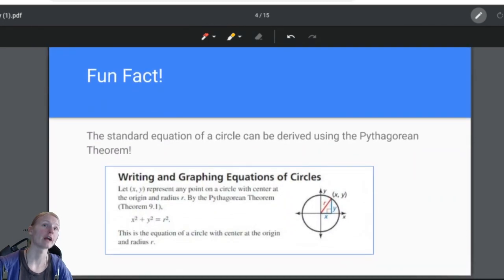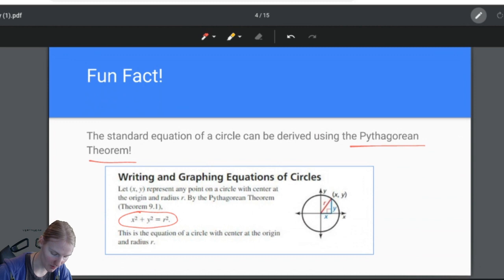Here's a fun fact, not required for your homework, so you could skip this portion of the video if you wanted to. The standard equation of a circle can be derived using the Pythagorean theorem. Oh my goodness, we learned about that last chapter. So, remember a squared plus b squared equals c squared, but now we have x squared plus y squared equals r squared.